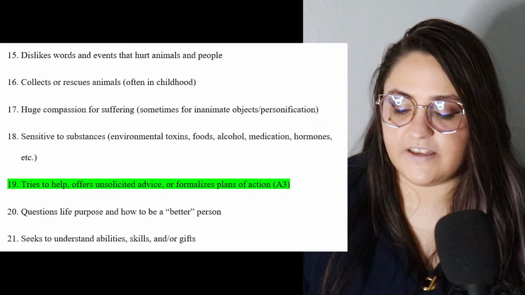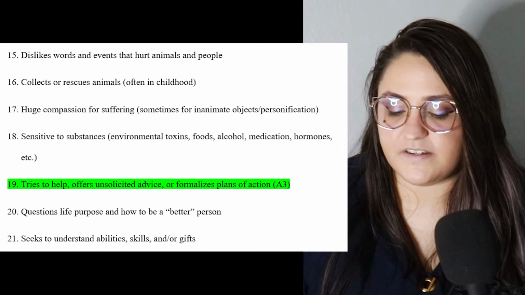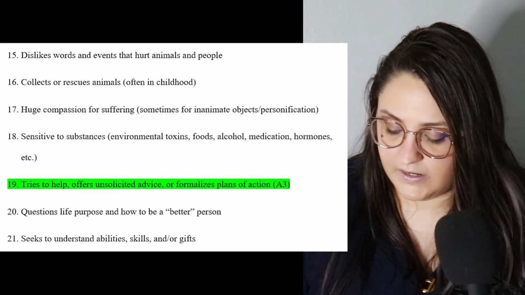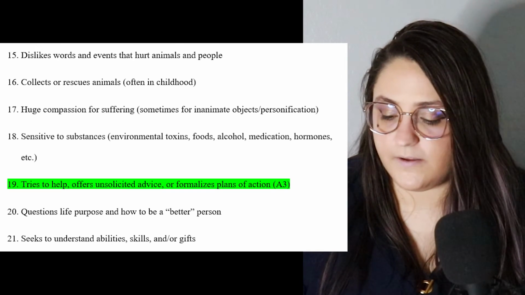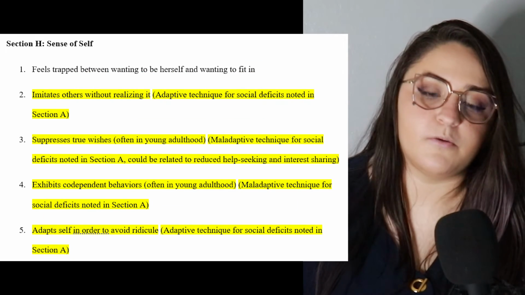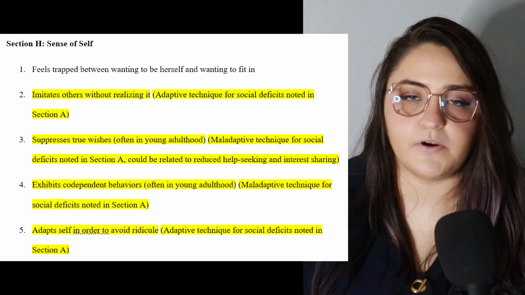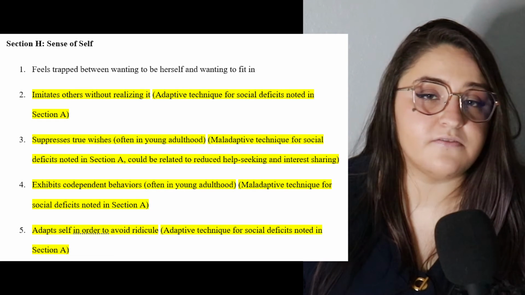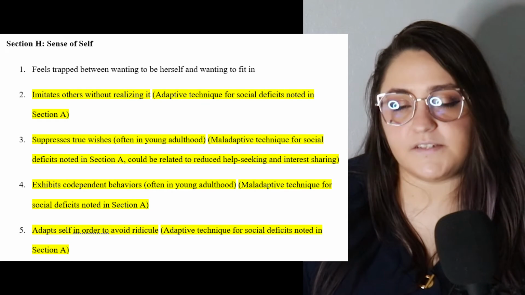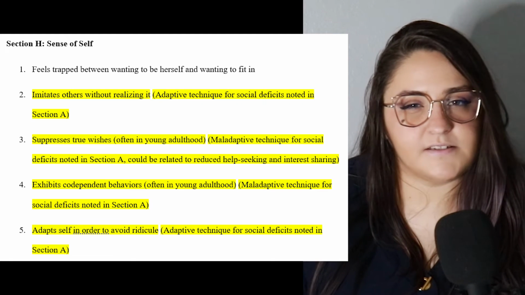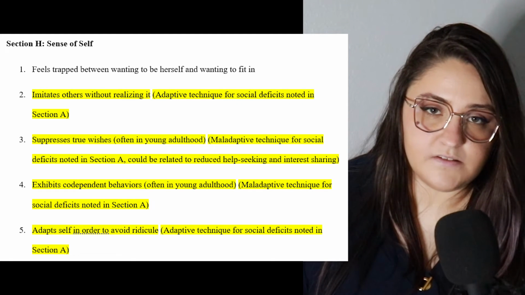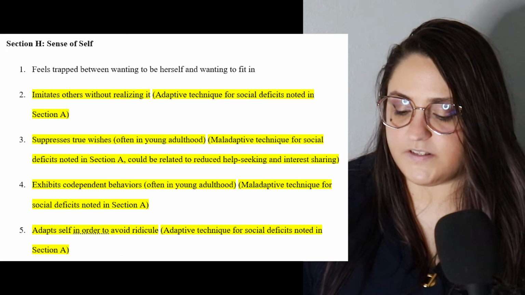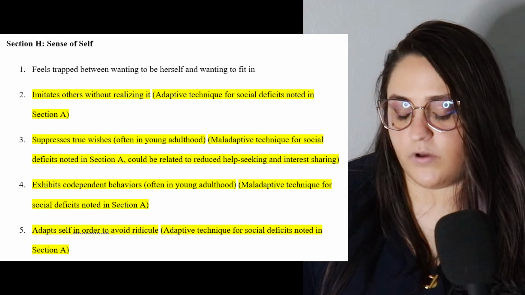And then it questions life purpose and how to be a better person, seeks to understand abilities, skills, and or gifts, don't have really anywhere on the criteria. And we have sense of self, again, so we're probably doing a lot of speculation at this point. Like, this might explain why you see something on the outside, or it might be a side effect of a known criteria, but it's kind of hard to put more subjective things into a list. So feels trapped between wanting to be herself and wanting to fit in. I didn't really mark that one.